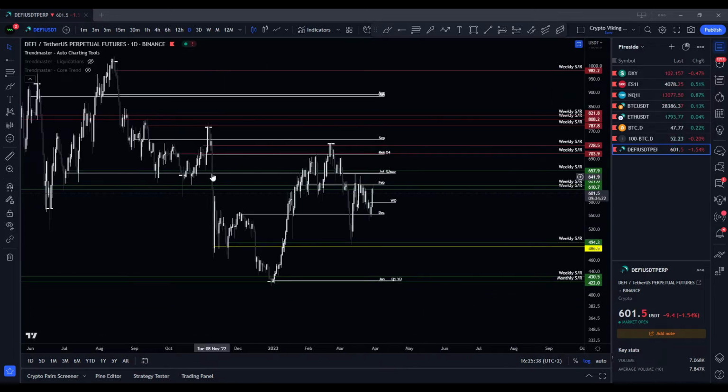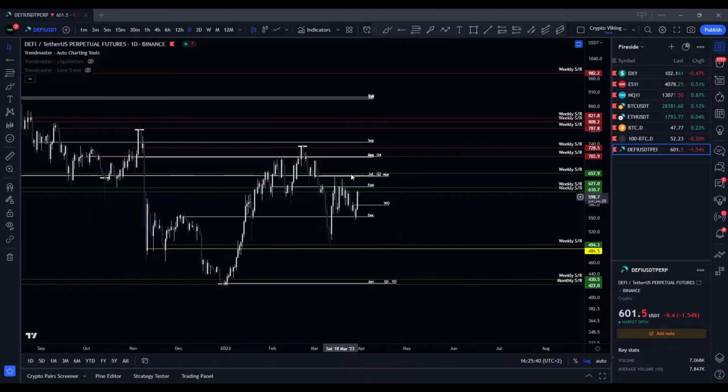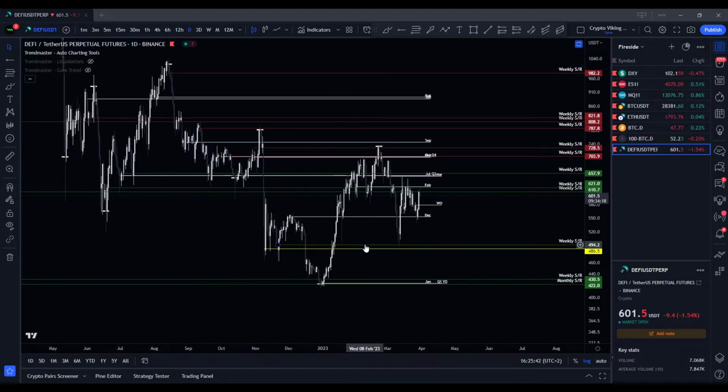Exactly. Thank you. And that's another great point. So definitely looking at these things: 100 minus BTC.D, DeFi USDT perp on Binance, to see the health of DeFi, to see the health of alts. And as Egil said, it's a great thing to be trading for the bot trading and whatnot.